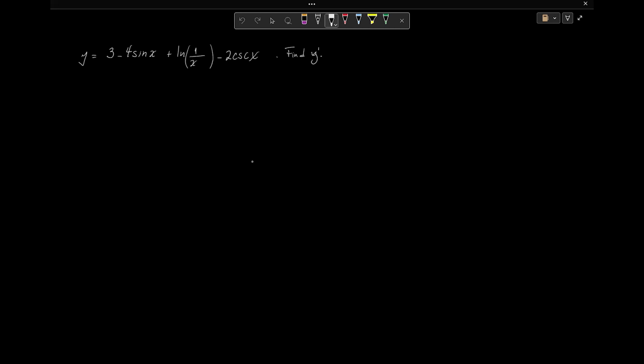Here we have everything looking good. I mean, we have a constant, we have a sine, we have a cosecant, except now I have a natural log of 1 over x. Again, my rule says the natural log of x, its derivative is 1 over x. But here I have 1 over x. Going back to algebra and pre-calc, the ln of m over n, two things divided, is the difference of the individual logs.